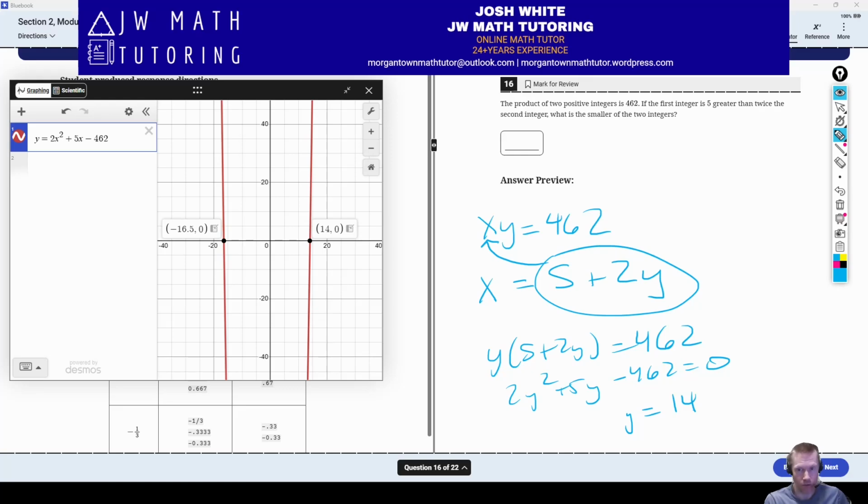That's going to be the answer to the problem because x would be equal to the other number. In other words, would be equal to 5 plus 2 times 14. 2 times 14 is 28. 28 plus 5 is 33. So the two integers that multiply together, right, are 14 and 33. But the smaller one is 14. So that's the answer that I would submit.